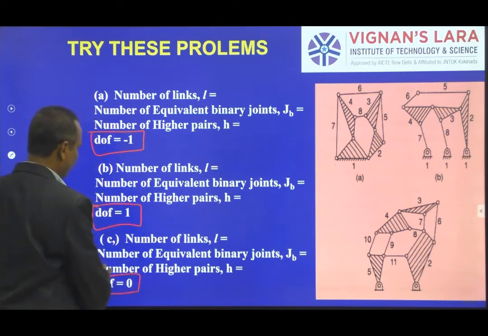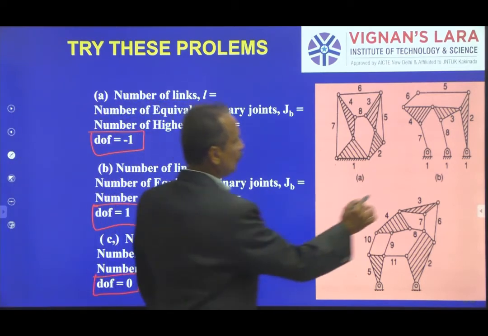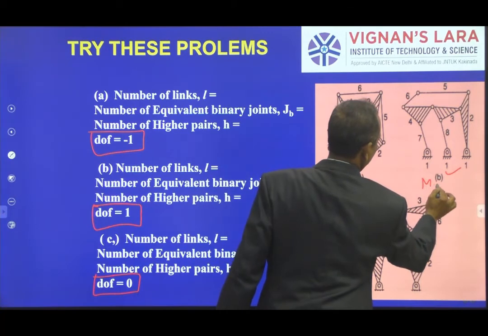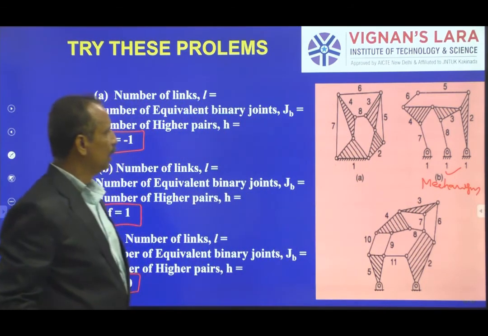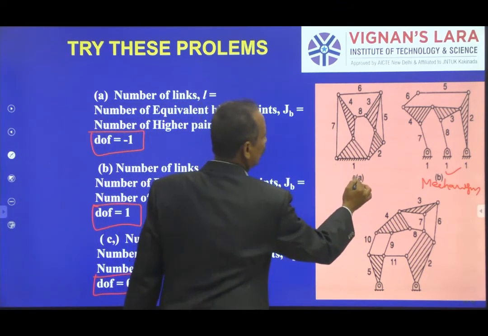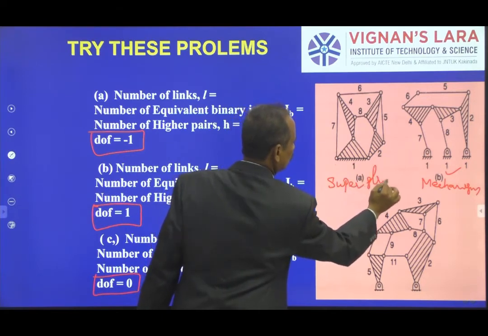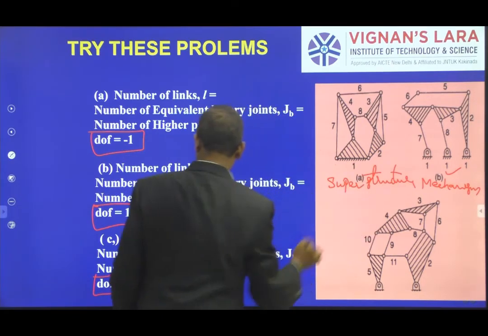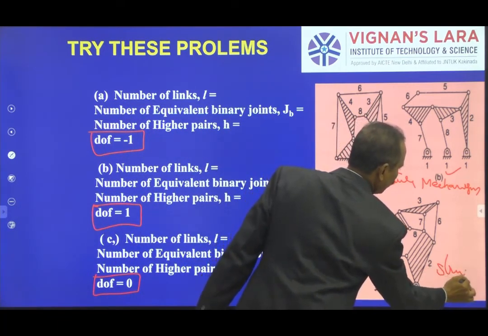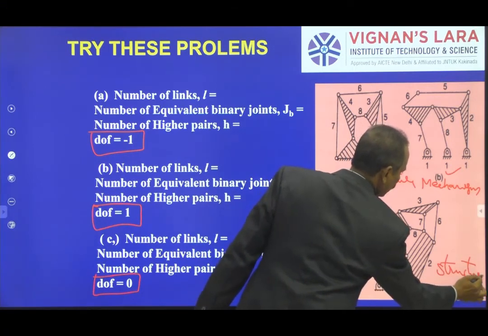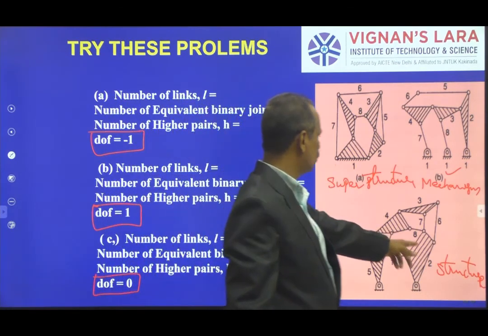And I have given 3 different cases, let us say, where the degrees of freedom is 1, that is the case 2. So this is called a mechanism, because degrees of freedom is 1. And the first case, this is degrees of freedom is -1, superstructure. And finally, degrees of freedom is 0. This is called structure. So intentionally, I have given 3 different cases. One gives a mechanism, one gives a superstructure, one gives a structure.